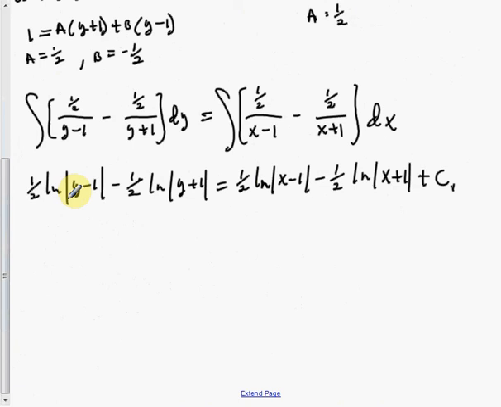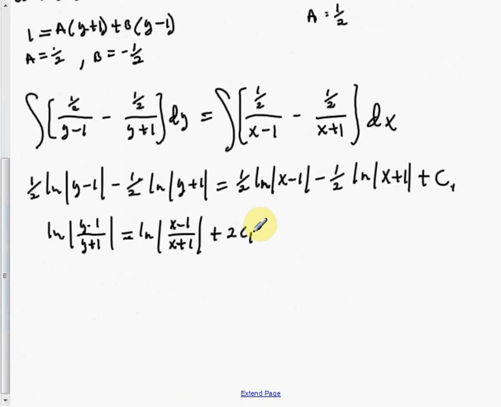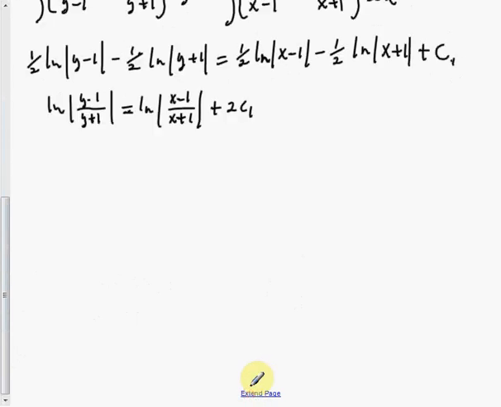Get the terms together, so this becomes the natural log of the absolute value of y minus 1 all over y plus 1 is equal to the natural log of the absolute value of x minus 1 all over x plus 1, and that's plus 2 times c sub 1. So we know what we do when we have natural logs. We exponentiate both sides. Right? So we have y minus 1 over y plus 1 is equal to x minus 1 over x plus 1.